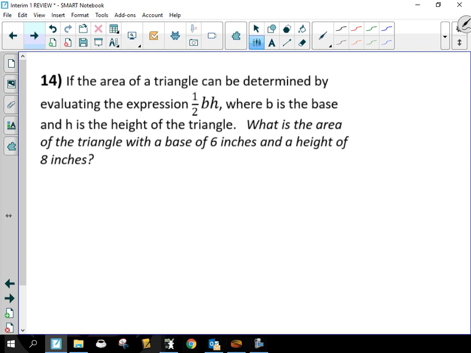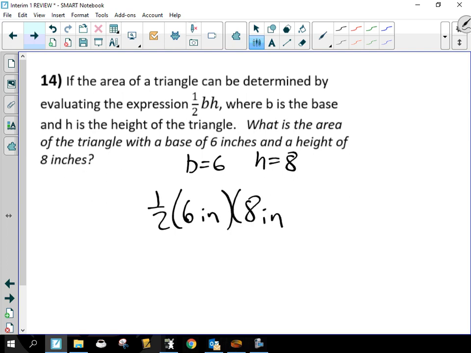Number 14: The area of a triangle can be determined by evaluating the expression 1/2 BH, where B is the base and H is the height of the triangle. What is the area of a triangle with a base of 6 inches, so B equals 6, and a height of 8 inches, so H equals 8? So that's just 1/2 times 6 inches times 8 inches. You just multiply that out, and you will get 24 inches squared. Remember, units matter.